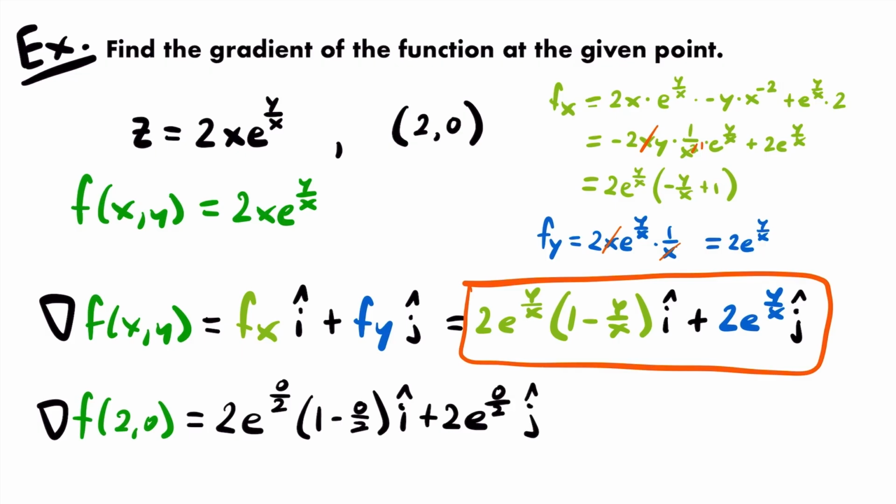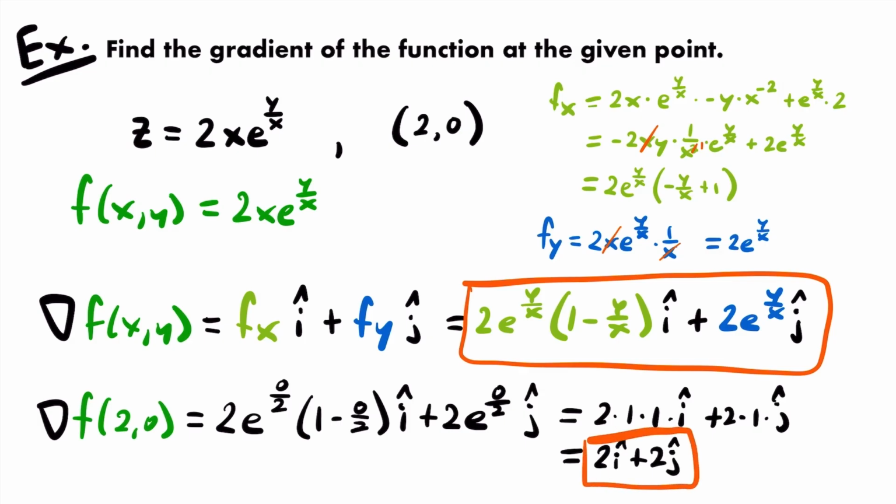All right, now in each case, 0 divided by 2 is 0. So you have e to the power of 0, 1 minus 0, and e to the power of 0, and anything to the power of 0 is 1. So what we get here is that this is equal to 2 times 1 times 1 times i plus 2 times 1 times j. So the gradient vector here at the point 2, 0 is 2i plus 2j. That is the final answer to this example.